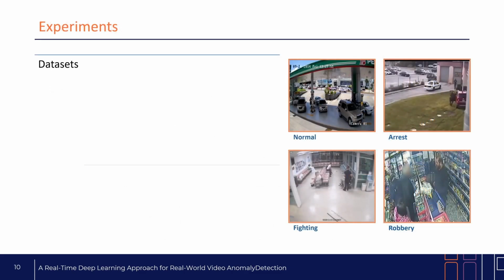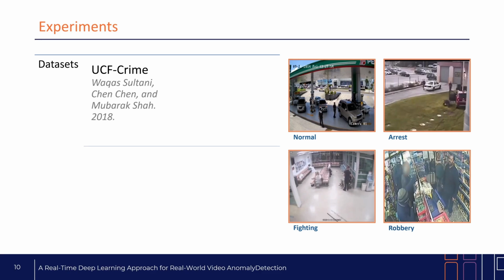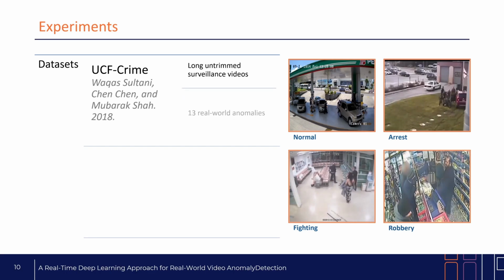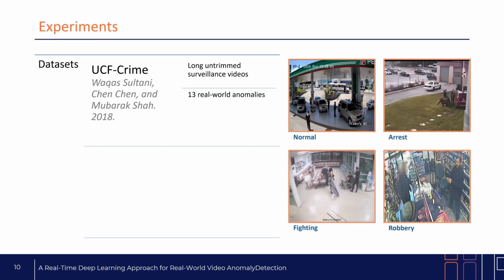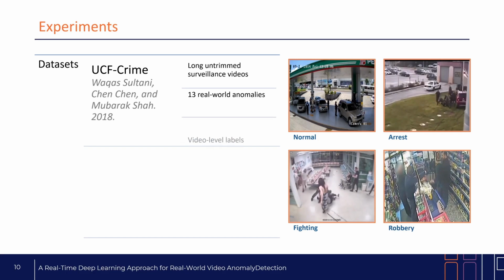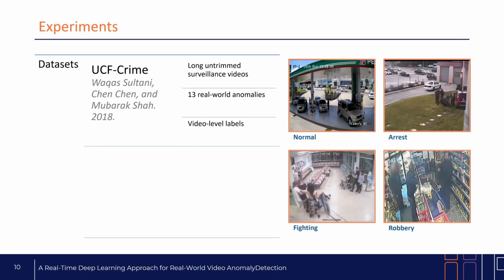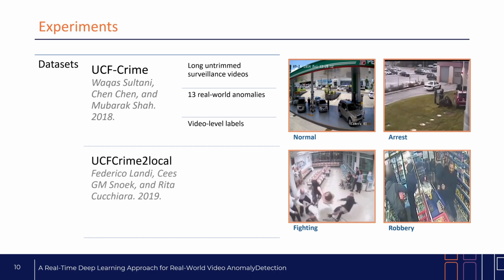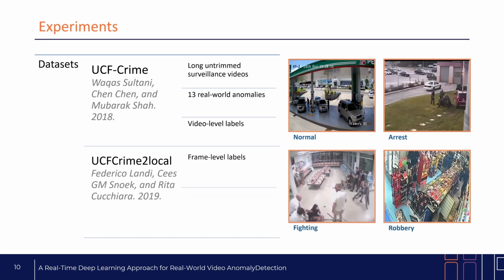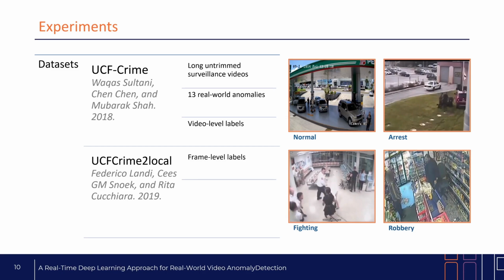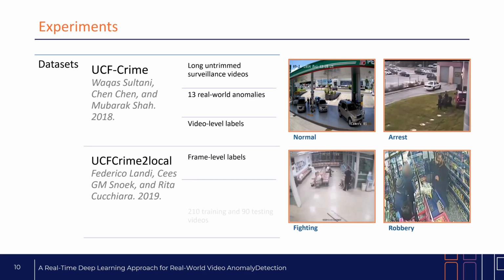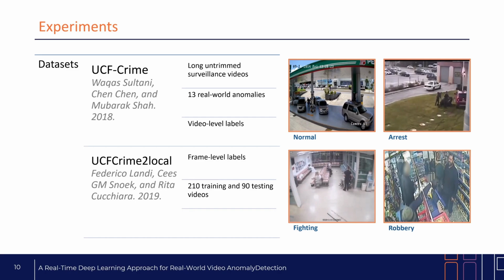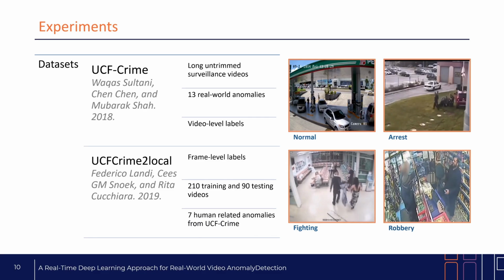In our experiments, we used the UCF Crime dataset developed by Sultani et al. It consists of long untrimmed surveillance videos which cover 13 real-world anomalies. Annotations in this dataset are provided at video level. In order to train our supervised models, we used the frame-level annotations provided by Landi et al. in UCF Crime to local. They created a training set of 210 videos and a test set of 90 videos, with 7 of the 14 original classes with human-related crimes.